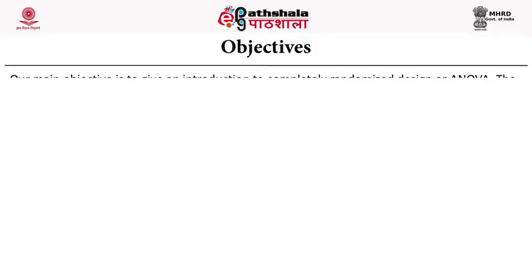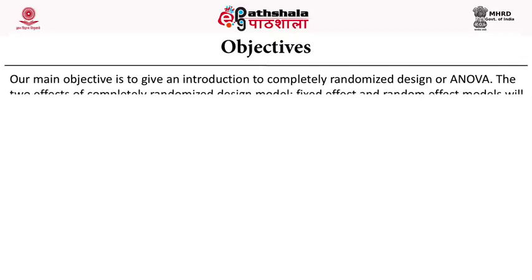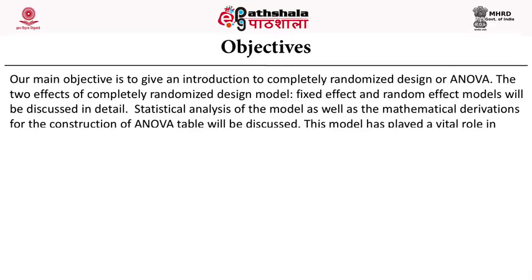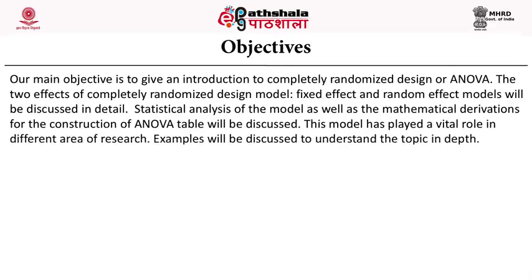Let's get started. Our main objective is to give an introduction to completely randomized design, or ANOVA. The two effects of completely randomized design model, first fixed effect and random effect models, will be discussed in detail. Statistical analysis of the model as well as the mathematical derivation for the construction of ANOVA table will be discussed. This model has played a vital role in different areas of research. Examples will be discussed to understand the topic in depth.